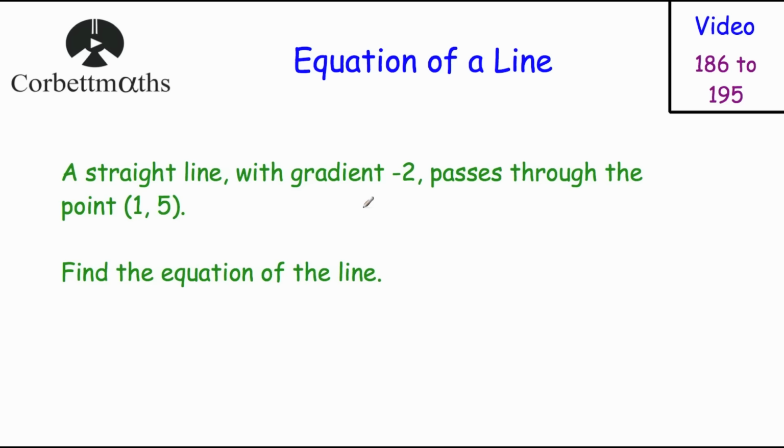Okay, our next question says, a straight line with gradient minus 2 passes through the point 1, 5. Find the equation of the line. First of all, it's a straight line, so we know it's in the form y equals mx plus c. The answer is going to be y equals something x plus or minus something. With gradient negative 2, it's going to be y equals minus 2x and then something after it. It passes through the point 1, 5, and we need to find the y-intercept, which is where the straight line meets the y-axis.